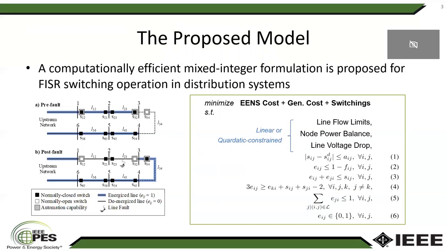Then we add a new set of formulations numbered from 1 to 6, where we introduce a new variable called E_IJ, which shows the energy flow direction from node I to J. If there is a fault on line IJ or other lines that are connected to IJ, variable E_IJ is required to be 0, and that is how we model the fault isolation requirement in our model.